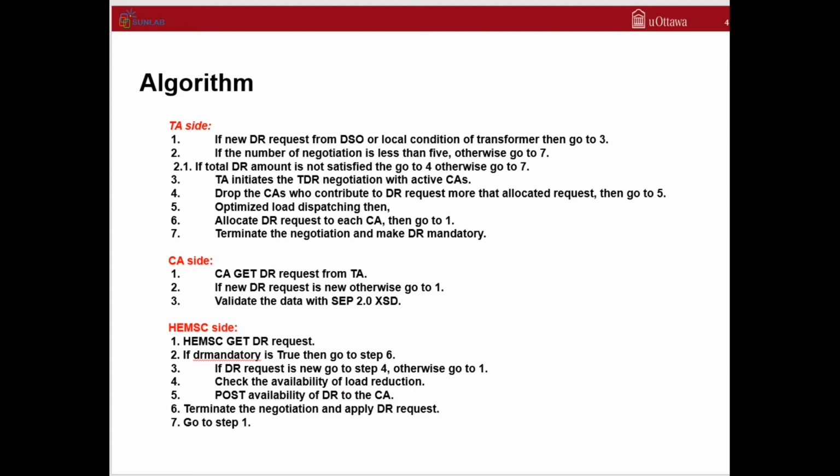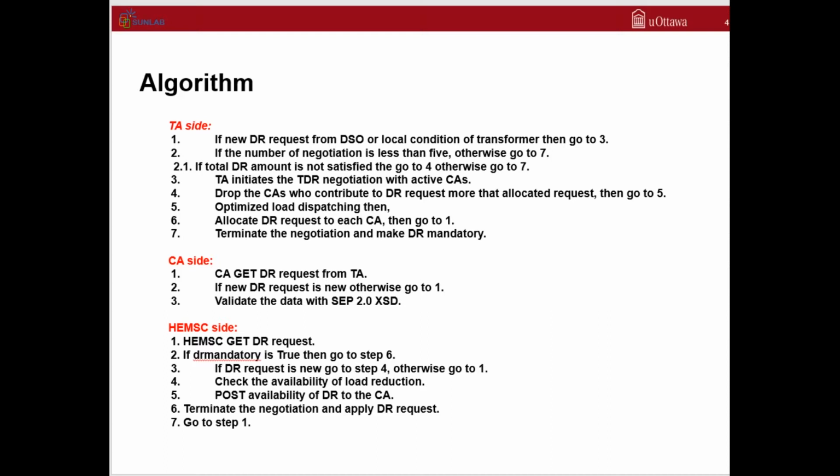At the CA side, CA is just responsible for keeping the firewall and privacy of the utility and customer households. So in this case, it's getting the request from TA, validating it, and passing it to the HEMSC controller. On the other side it does the same from the HEMSC controller to the TA. So the HEMSC controller is sitting there and waiting for new demand reduction.